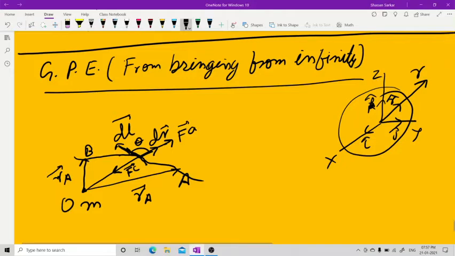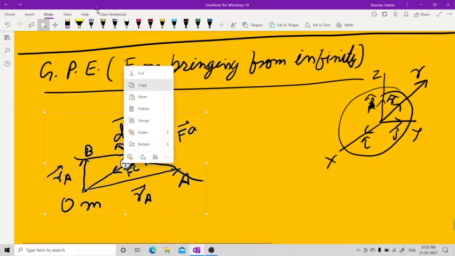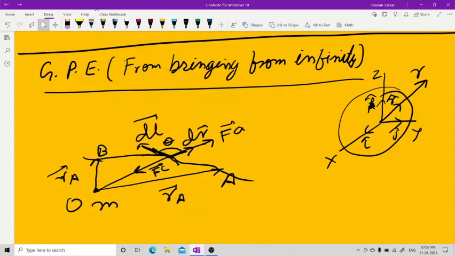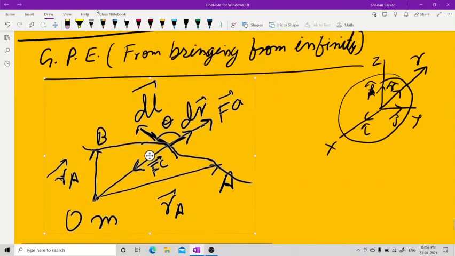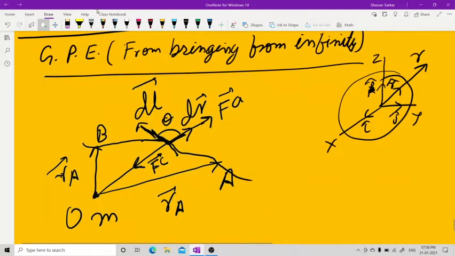Let me enlarge this figure a bit. Now I hope you can see this clearly. Now FC is in this direction, and your FA is in this direction. dr is also in this direction.